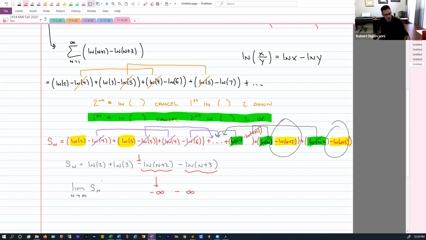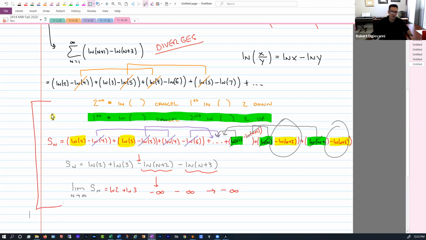And then, you know, up front, you just have natural log of 2 plus natural log of 3, but those are just numbers. So if you take two numbers and you subtract infinity, this thing goes to negative infinity, and that means that the original series diverges. See, it doesn't go to a number, it doesn't converge. That's the danger of not doing this step.